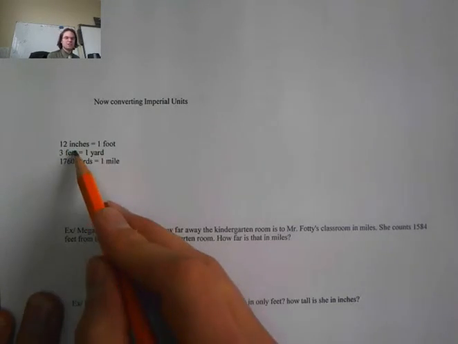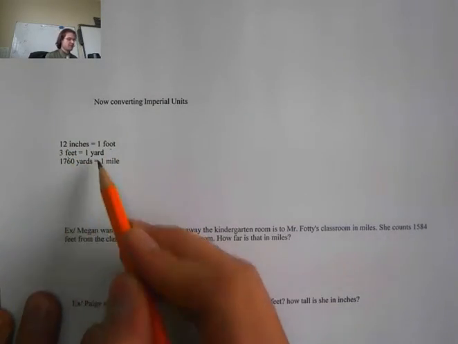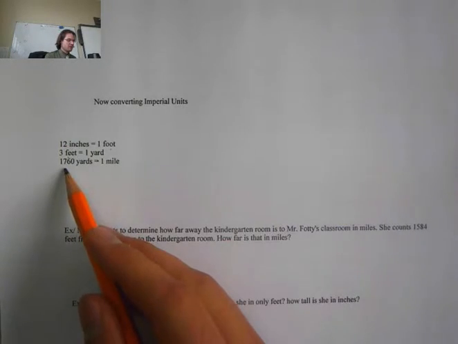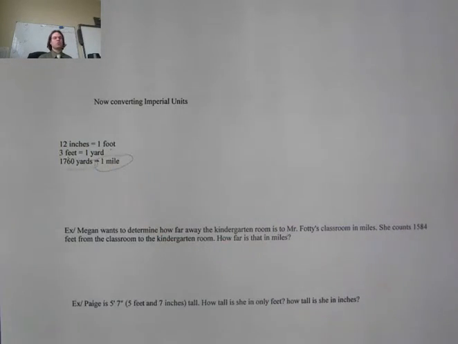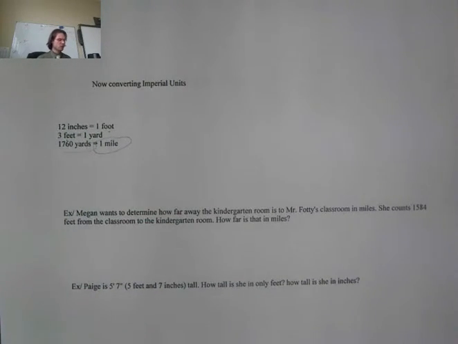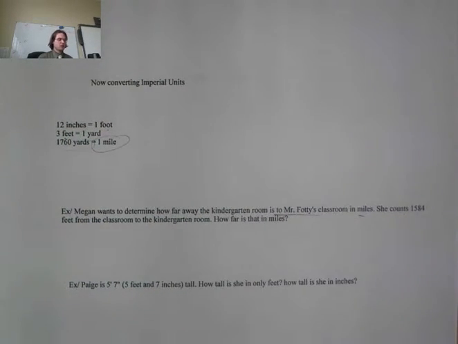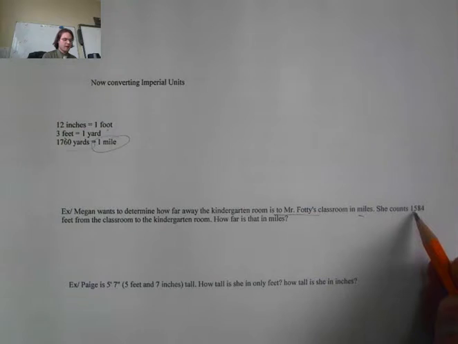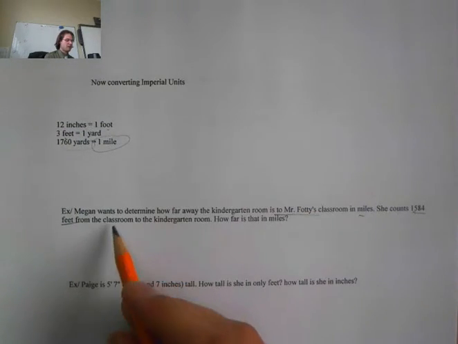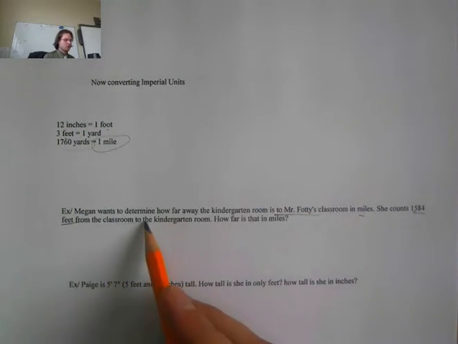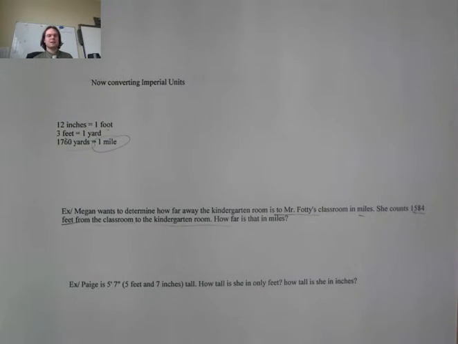Now converting imperial units. So 12 inches is the same as 1 foot. 3 feet is the same as 1 yard. 1,760 yards is the same as 1 mile. So here's your example. Megan wants to determine how far away the kindergarten room is to Mr. Fode's classroom in miles. She counts 1,584 feet from the classroom to the kindergarten room. How far is this in miles?